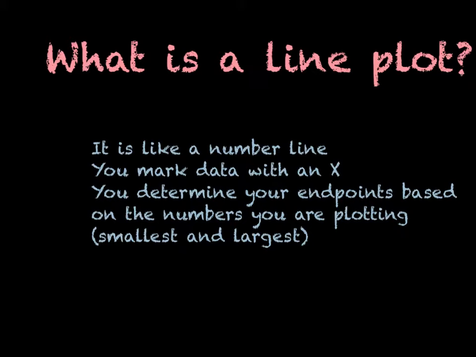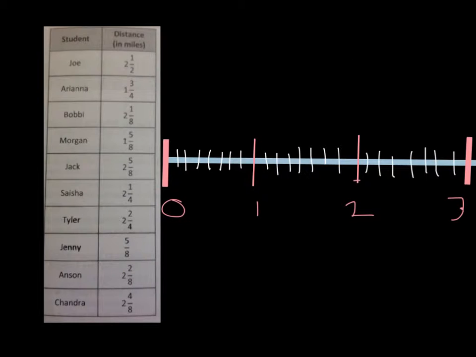You will determine the end points of a line plot based on the numbers you are plotting, the smallest number and the largest number. This will all make more sense when we start to work with the data table in your problem set book. If you look at the table in your problem set book, you see that it shows the distance that Miss Smith's fourth graders were able to run before stopping for a rest. If we look at the data, we see the student names on the left-hand side and then the distance they ran as a mixed number on the right-hand side.